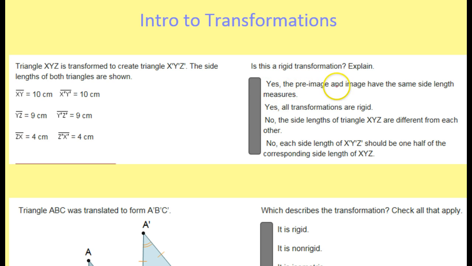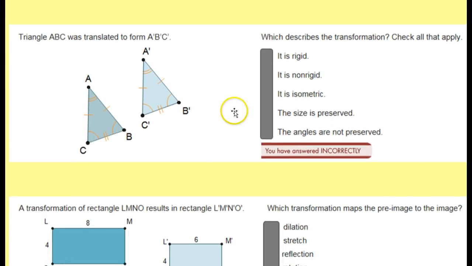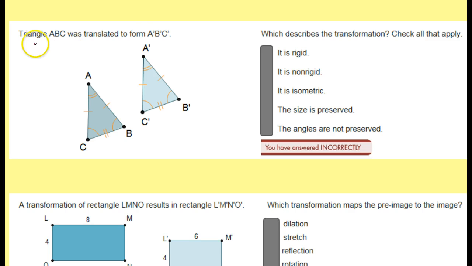Yes, the pre-image and the image have the same side length measures. Yeah, that's the reason. Yes, because all transformations are rigid? No, there are transformations where you can go from a small figure to, say, a larger figure. That's called a dilation. So that would not be right. And of course, the ones that say no are incorrect. All right, so that's why that was the answer there. Let's go on to the next one.